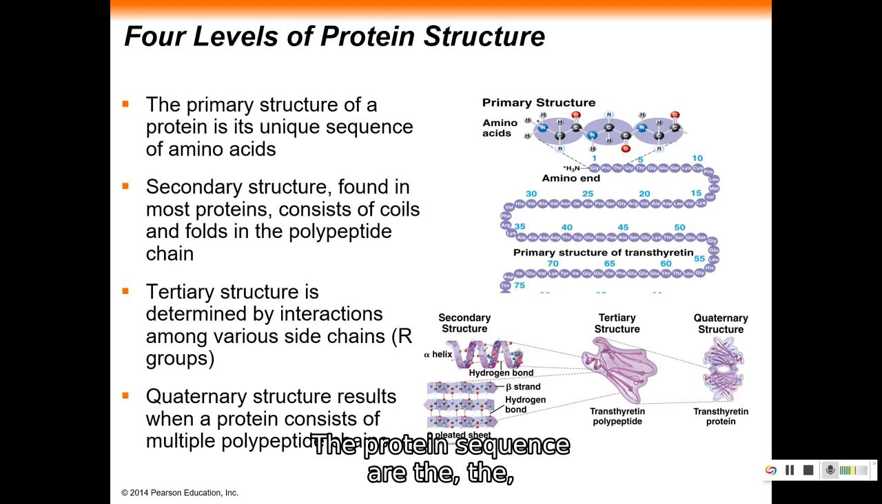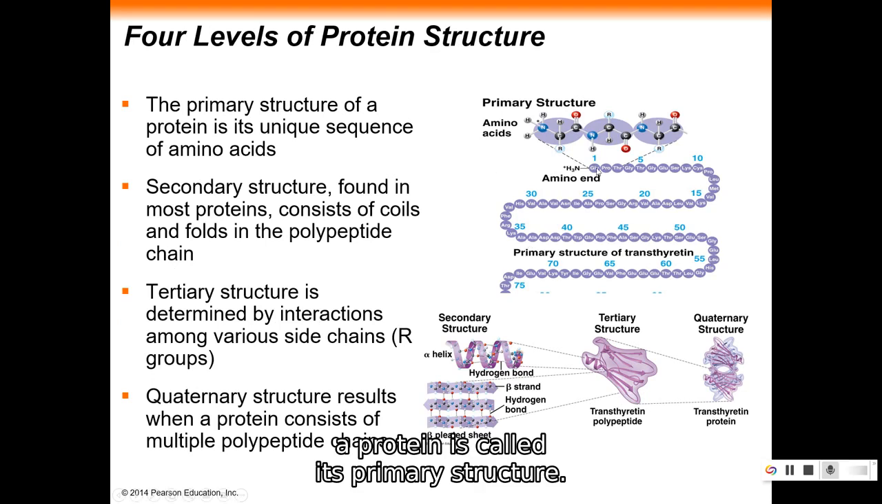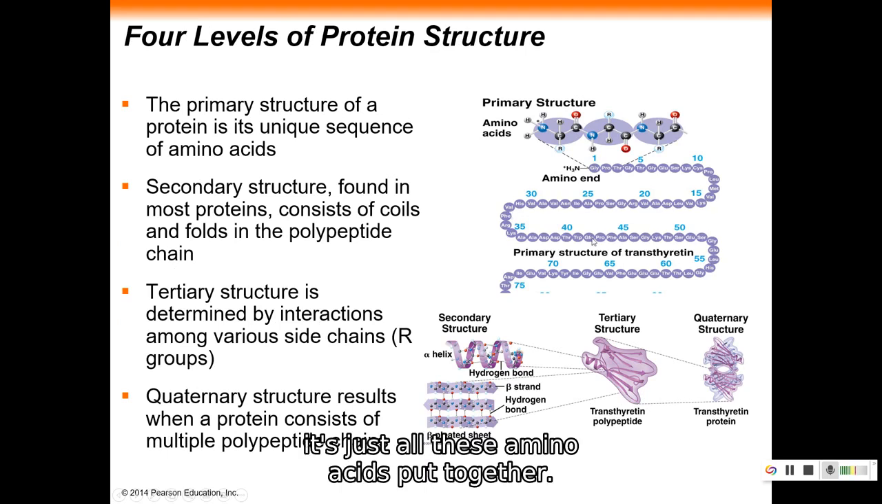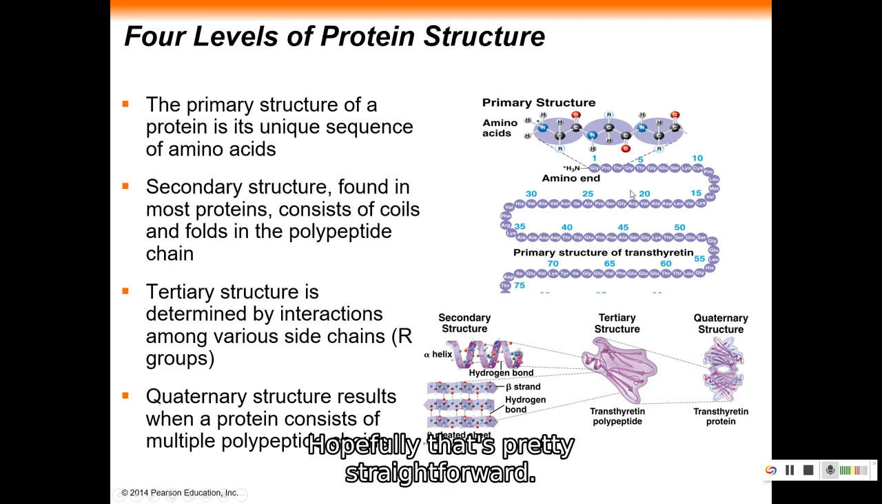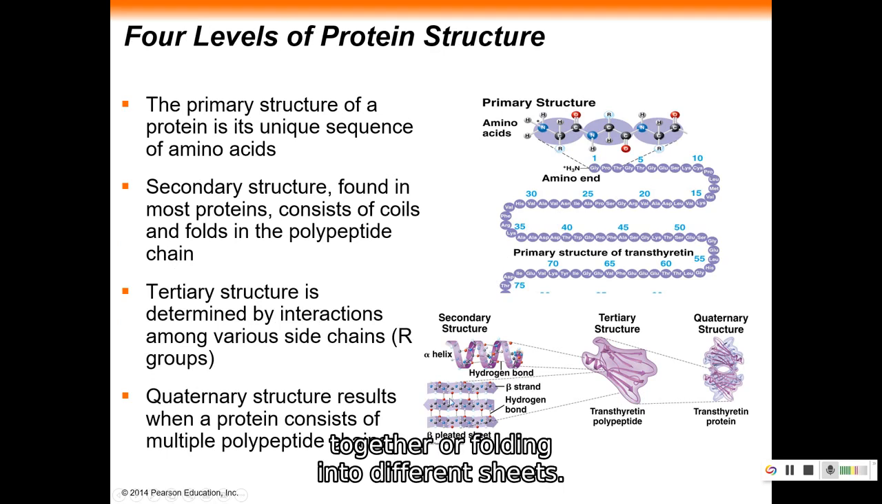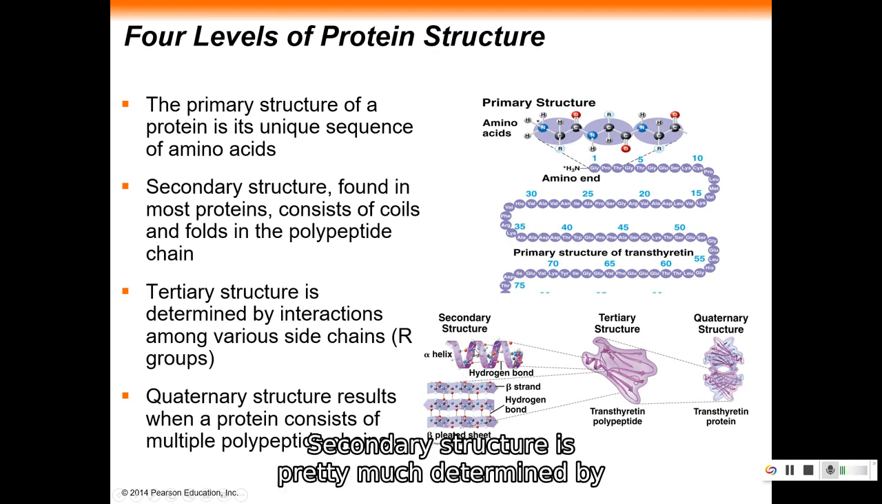The amino acid sequence of a protein is called its primary structure. So here this amino acid sequence is just all these amino acids put together. That's a primary structure of a protein. Hopefully that's pretty straightforward. Then these amino acids are going to start either coiling together or folding into different sheets. These are called an alpha helix or a beta sheet, just in local small areas. This is its secondary structure.